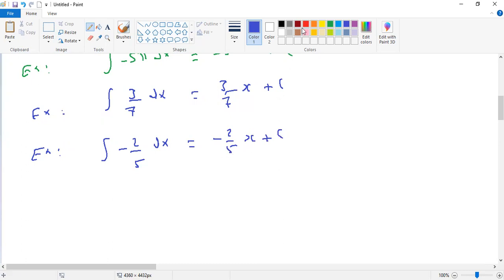Look at it. The derivative of x here is what? It is 1. And the same here, the derivative of x is 1. So the answer will be x.